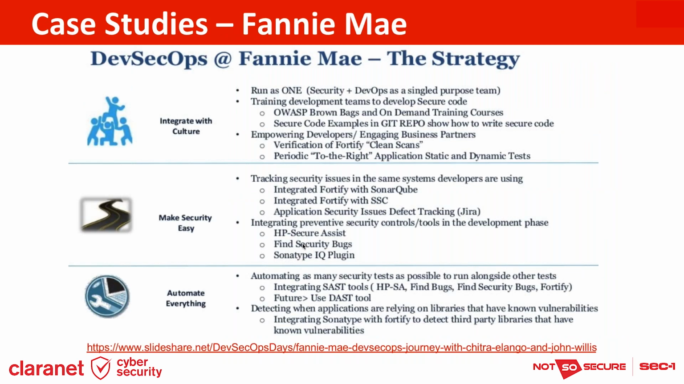Now, DevSecOps case studies are hard to find. So I've got 2 case studies where they've gone public and talked about what they've done. So this is Fannie Mae, and you can see they run security and DevOps as a single team. They've done some training programs. They've empowered the developers. They're tracking security issues in the same system as developers, and they're trying to automate as many tools as possible.